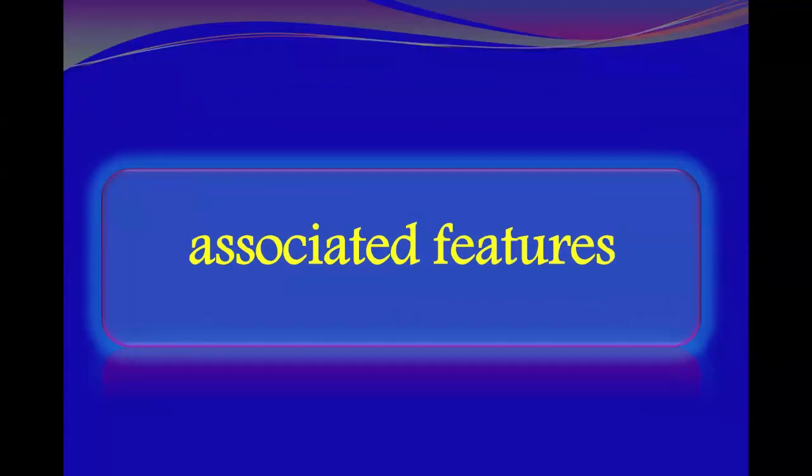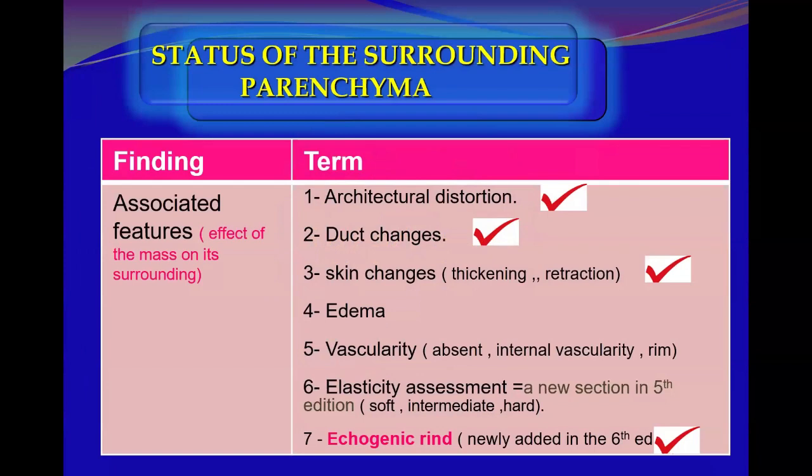Okay, still talking about associated features. Regarding associated features in the BI-RADS lexicons, last time we talked about architectural distortion, duct changes, skin changes, and the newly added echogenic rent. Today we are going to talk about edema and vascularity. However, the elastography assessment will be done later in a separate session to discuss it more.